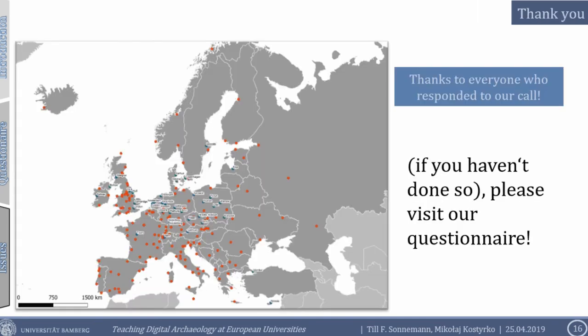Well, this is pretty much it from my side. We would like to thank everyone who answered, and if you haven't done that, please answer our questionnaire. Contact us, Mikołaj or me, and I see there's a lot of people in the room. We can provide you with a questionnaire if your university is the red dot without a name on it here. Thank you very much.